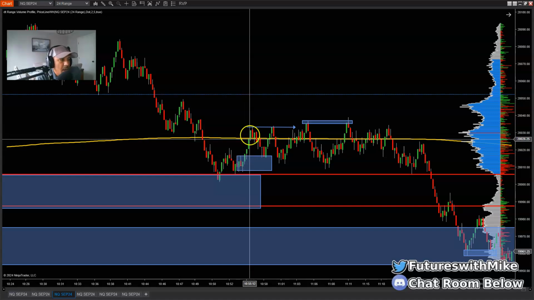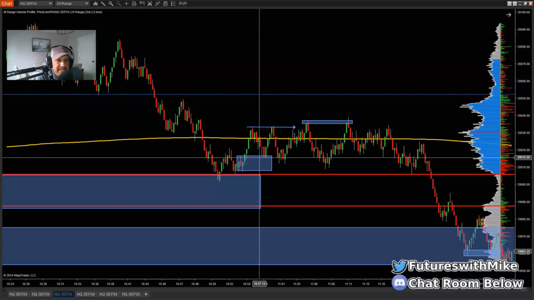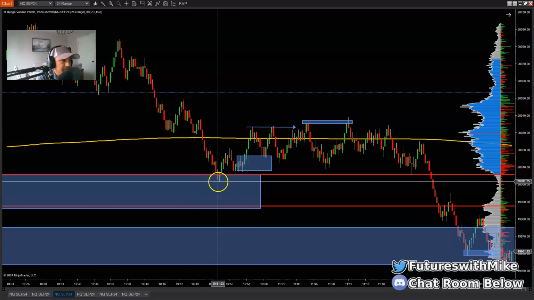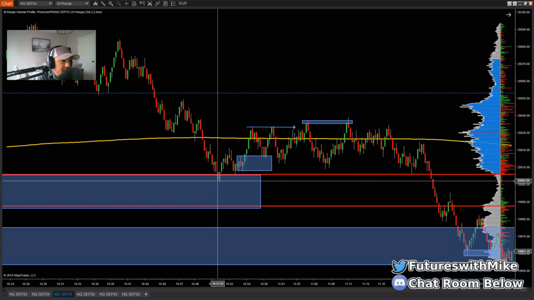So I waited for the pullback, and when the market tapped into that zone right there, I went long. I'm looking to go long to take out the high right here. So I think that was like a 9.5 point pickup right there. It was just a quick scalp off the Nasdaq, off the rejection here. You could have actually gotten to this trade a little sooner than that.